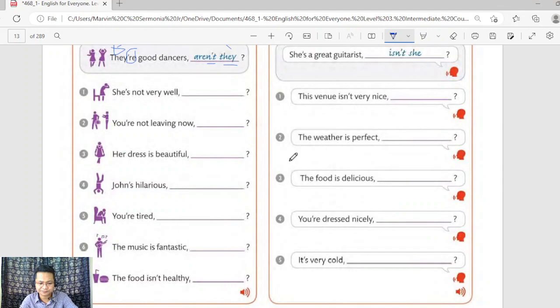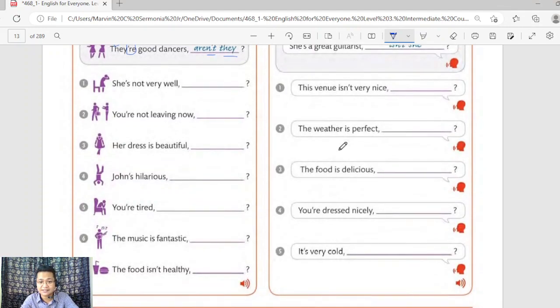Number one, this venue isn't very nice, is it? The weather is perfect, isn't it? The food is delicious, isn't it? You're dressed nicely, aren't you? It's very cold, isn't it?